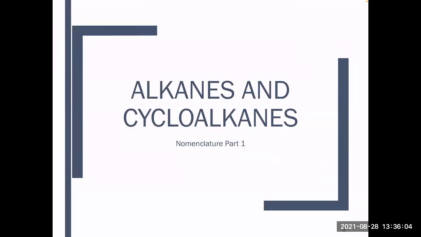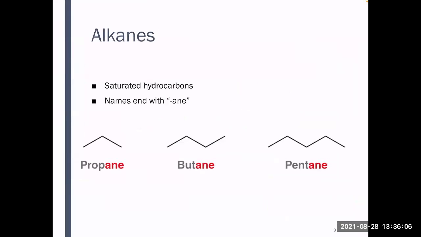So briefly, let's talk about what an alkane is. An alkane is what we call a saturated hydrocarbon, which means that the carbons have the maximum number of hydrogens that they could possibly have on them. Another way to look at that is that there's only single bonds between carbons. Alkanes, their names end with -ane, A-N-E. So you can see some examples here. We have propane, butane, pentane. These are all examples of alkanes.